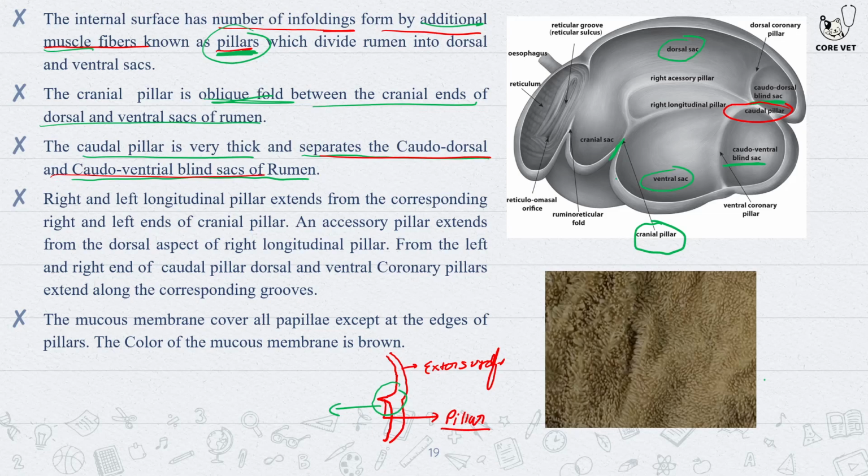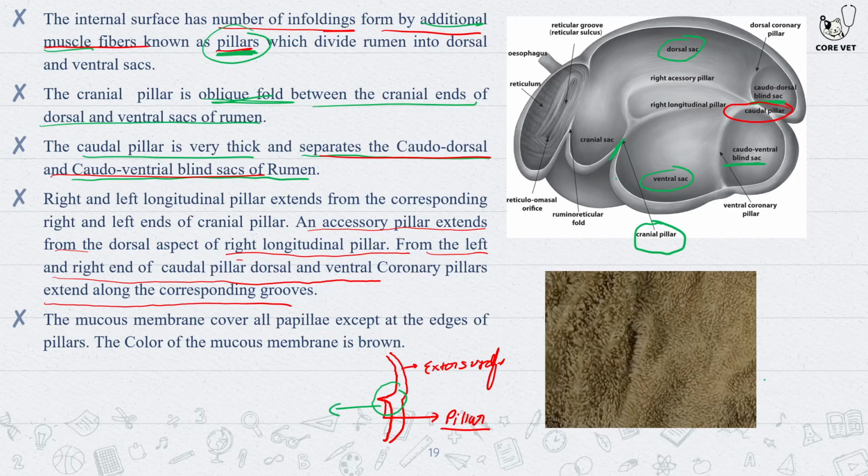Now the right and the left longitudinal pillar extend from the corresponding right and the left end of the cranial pillar, and an accessory pillar also extends from the dorsal aspect of the right longitudinal pillar. From the right and the left end of the caudal pillar, dorsal and the ventral coronary pillars extend along the corresponding groove. Now it is quite a complex line, right?